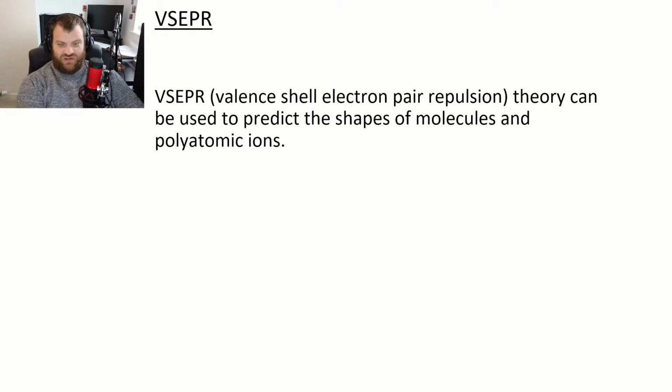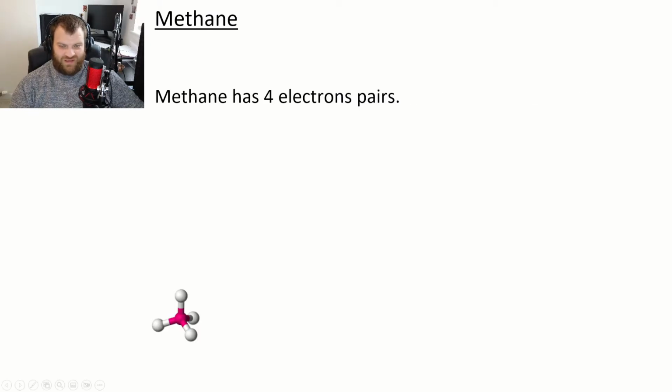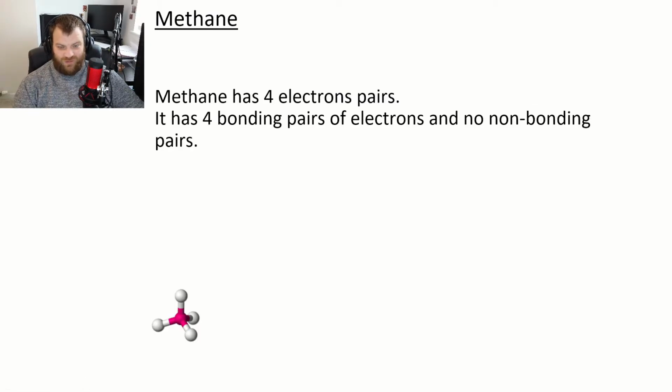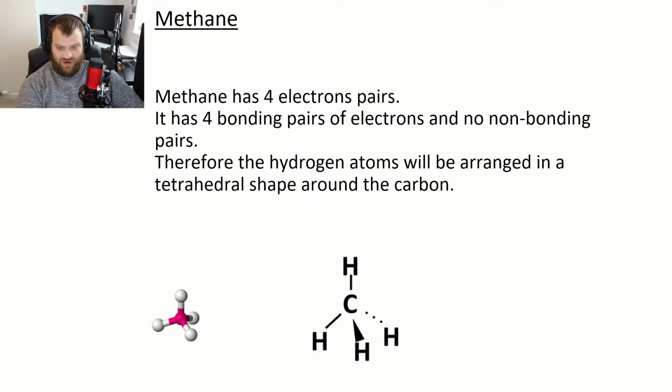VSEPR stands for valence shell electron pair repulsion. For this to work, we need to calculate the number of electron pairs, but also then look at how many of those electron pairs are involved in bonds and how many of them are lone pairs of electrons. Going back to our methane, methane has 4 electron pairs, all of which are bonding pairs of electrons. Therefore, the hydrogen atoms around the carbon will take up the tetrahedral shape.